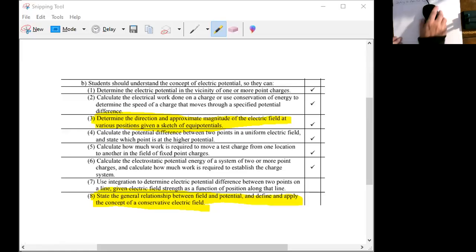All right, so we're looking at calculating the electric field from the electric potential today. And the objectives on that are A.2.B, 3 and 8. So understanding electric potential so you can determine the direction and approximate magnitude of the electric field at various positions given a sketch of equipotentials. And the one that's a little bit more focused on today is the general relationship between the field and potential, and defining and applying the concept of a conservative electric field.